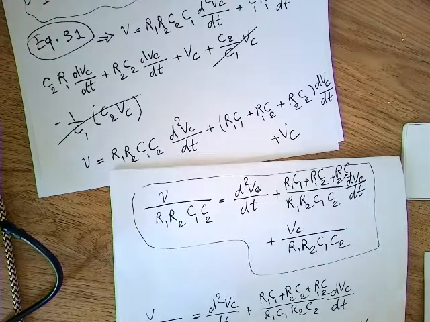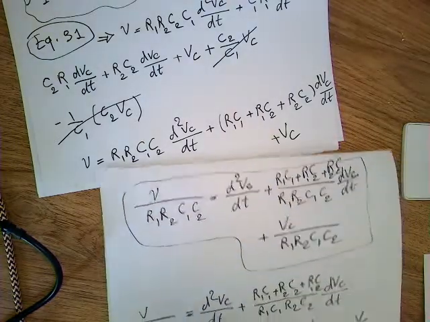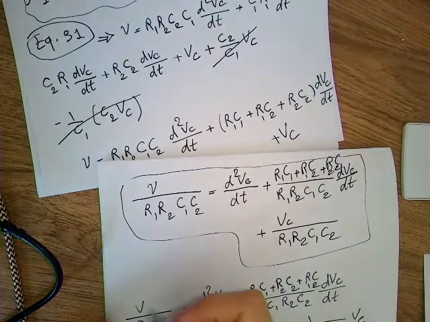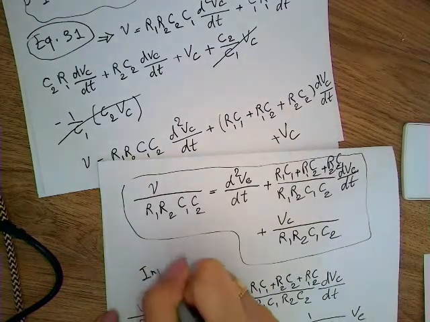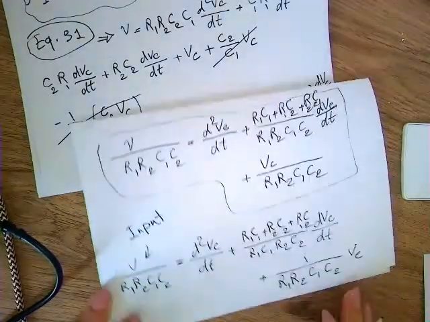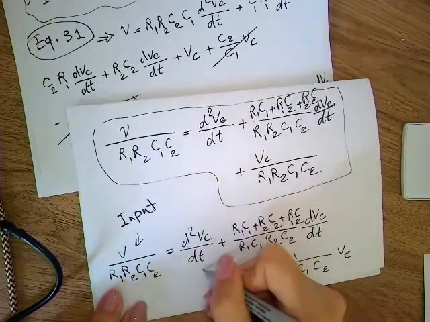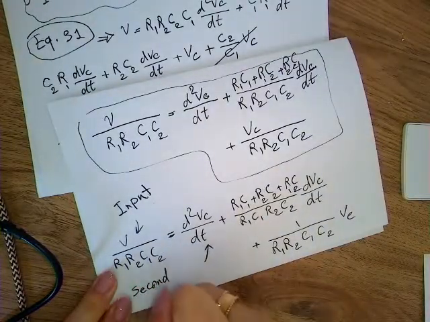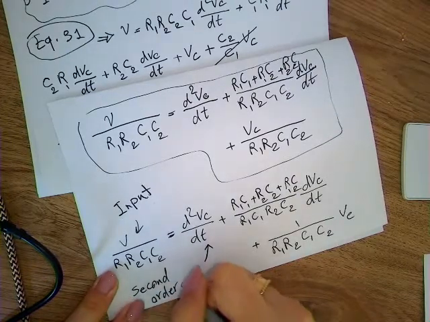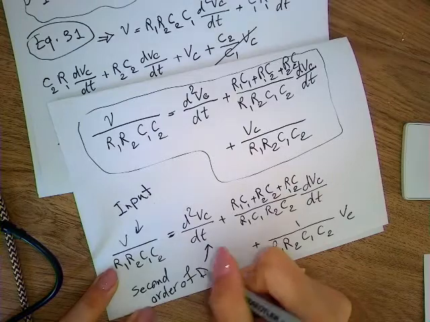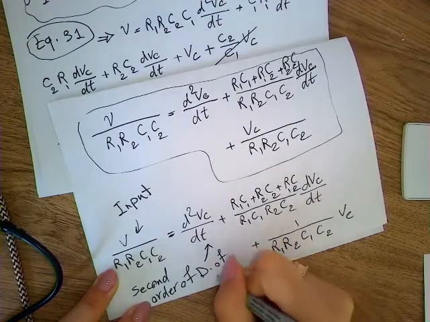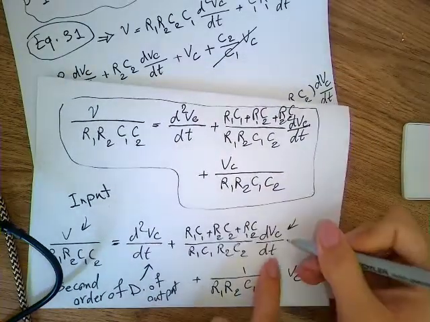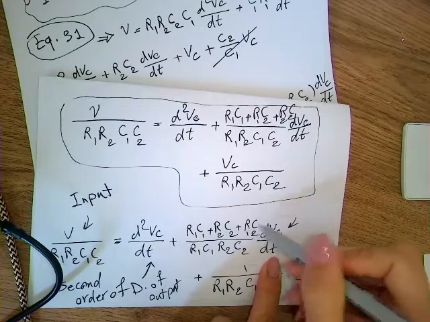Now, on the left side, let me see if I have colors here. I don't see the other colorful stuff. Anyway, on the left side I have only V and the rest is constant. So this is my input. And on the right side, here is second order derivative of output. And here is the first derivative of my output multiplied in some constant.